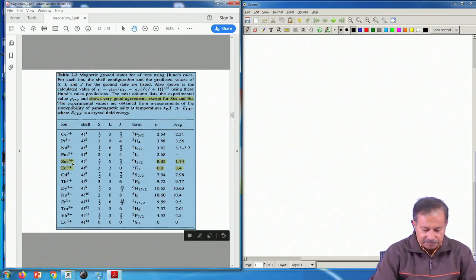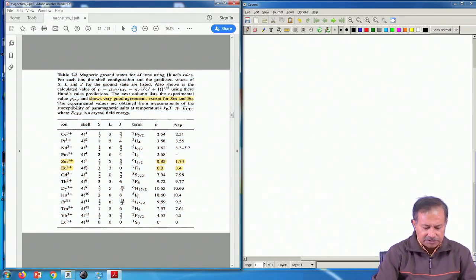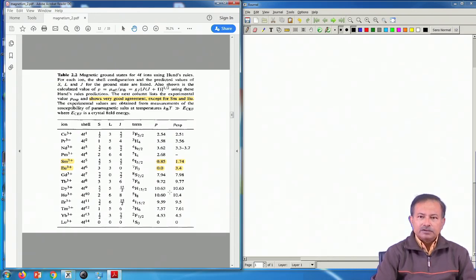This is 4f5, 4f6, and somehow these two did not match. Why it did not match requires some work, but the rest of it more or less matches fairly well. So, there is a lot of truth in the theoretical calculation that is being done, and experiment is bearing it out.